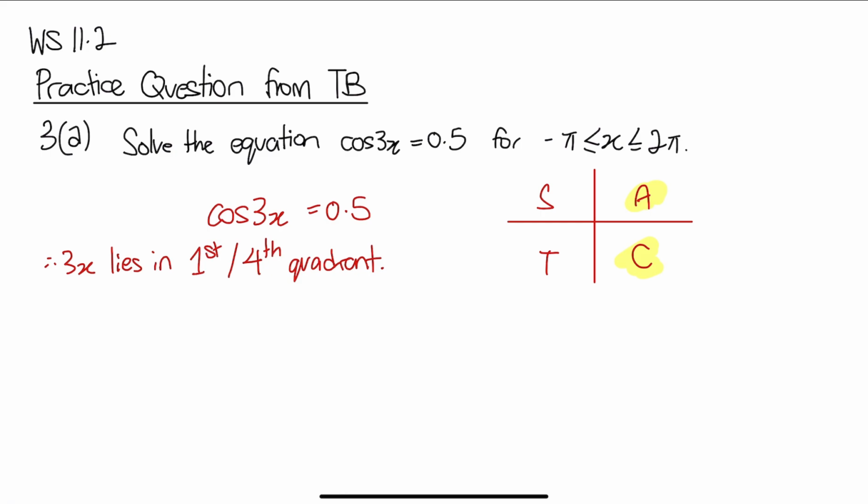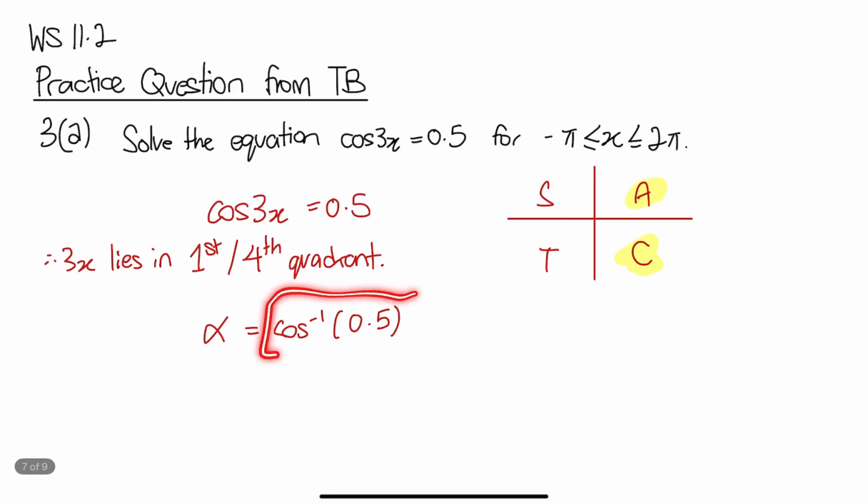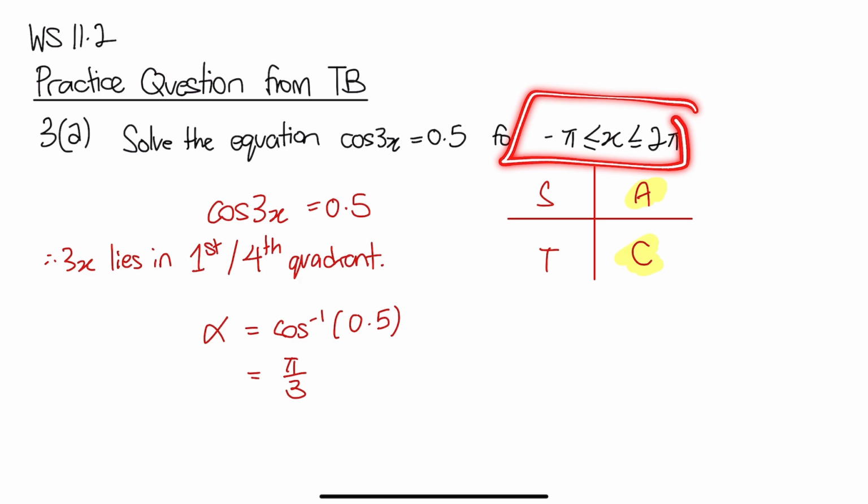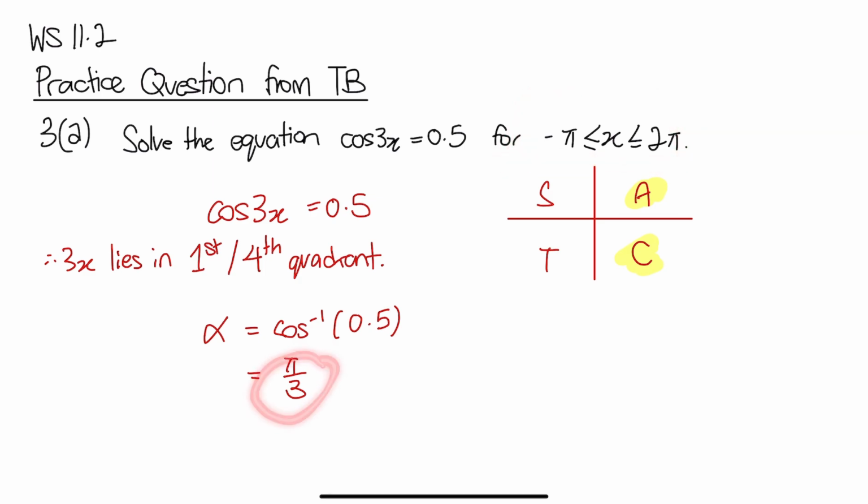Therefore, from here, next step, I would now find a reference angle. The reference angle in this case is simply alpha equals cosine inverse 0.5. As you know, cosine inverse 0.5 is a special angle. This question is in radian measure, so cosine inverse 0.5 is actually 60 degrees or pi over 3. Remember again, if the question is in radian measure, your working should all be in radian. I should not see a degree over here.